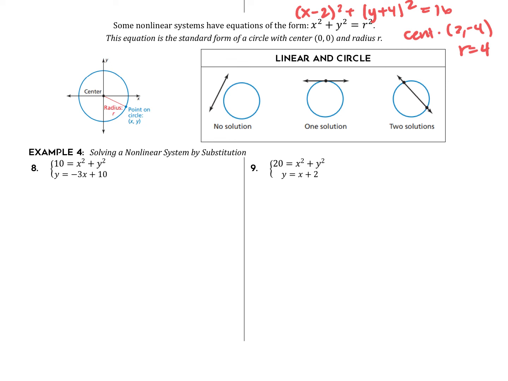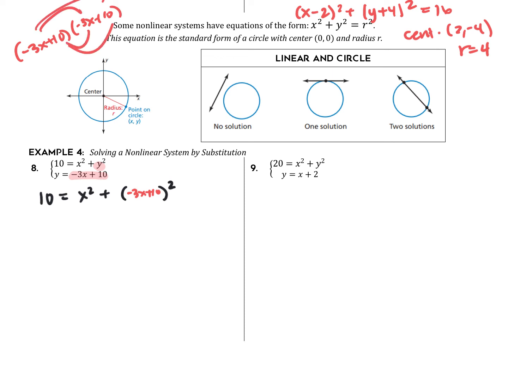Number 8 already has y isolated, so y is equal to this, and we're going to plug that into y in our first equation. So I can say that 10 is equal to x squared plus the thing I'm going to plug in for y squared, so (-3x + 10)². Just as a reminder, (-3x + 10)² means that we're multiplying -3x + 10 by -3x + 10. So you can use the distributive method twice, you can use the box method. However you're going to go about doing it, you need to make sure that you're multiplying it correctly.